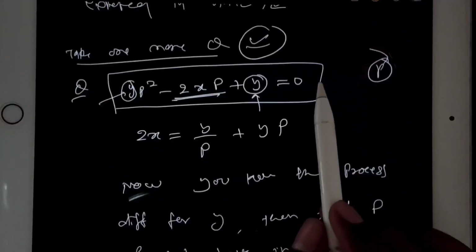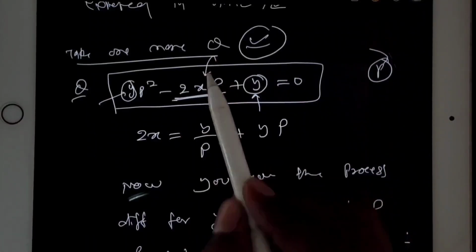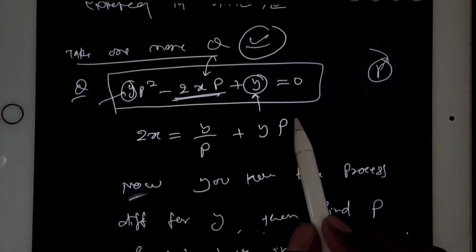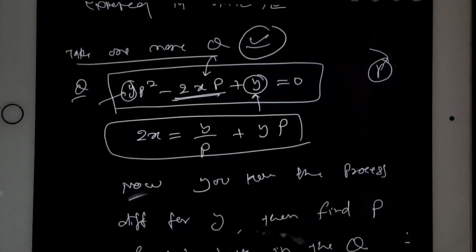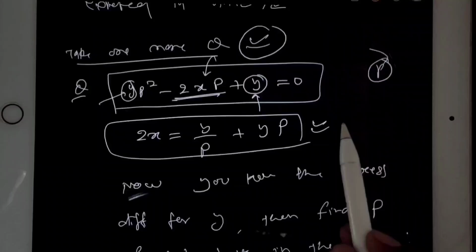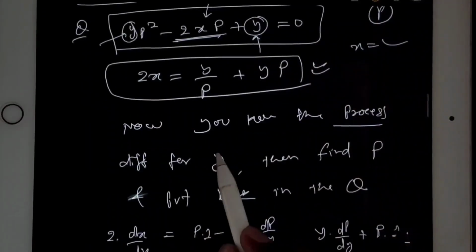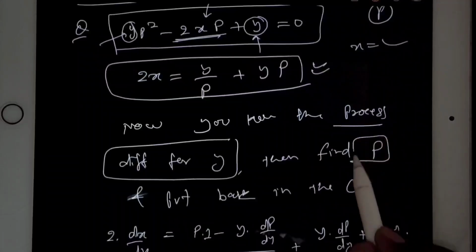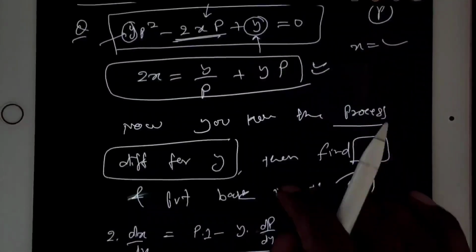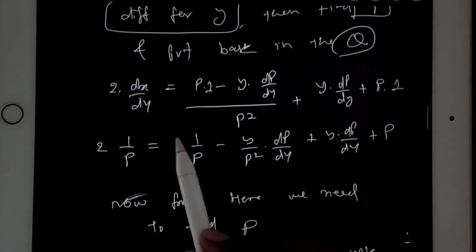So first of all, you can see x is only at one place, so take the x on the left side and make the equation like this, y by p plus y. This equation we wrote in the format x is equal to something. Now you know the process: differentiate with respect to y, then find p and substitute that in the question. So let's differentiate with respect to y.